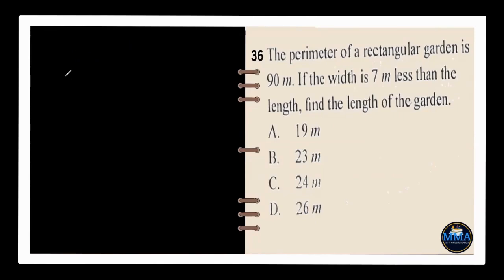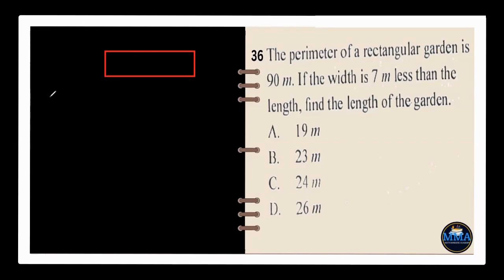Question number 36. The perimeter of a rectangular garden is 90 meters. If the width is 7 meters less than the length, find the length of the garden. So let's get our garden, a rectangular garden. We'll have this will be our rectangular garden. So they said the perimeter is 90.